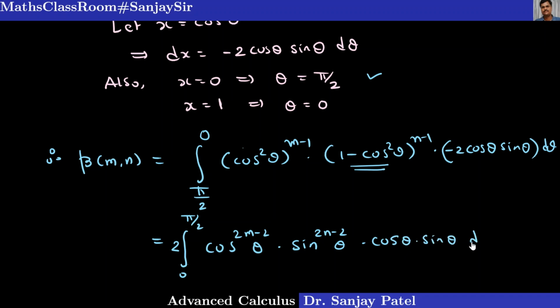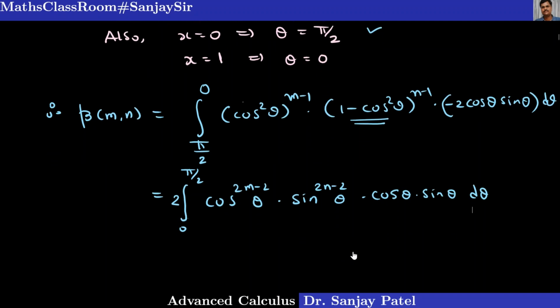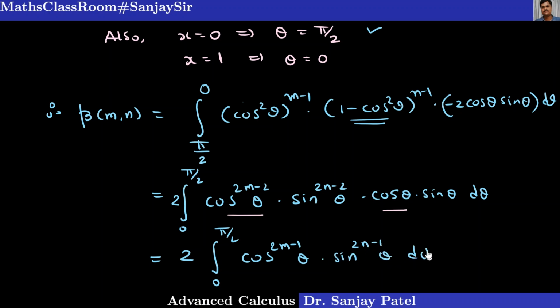And into d theta is also there. Now just simplifying this, you will get your required result. This is equal to 2 times integral 0 to pi by 2, cos raised to 2m minus 2 and cos theta, that gives cos raised to 2m minus 1 theta, same way sine raised to 2n minus 1 theta d theta. Hence the result is proved.